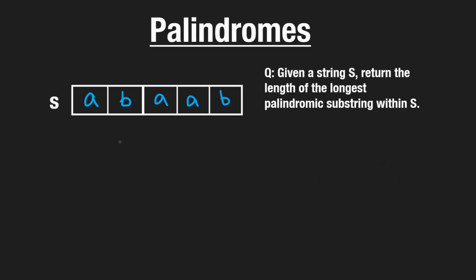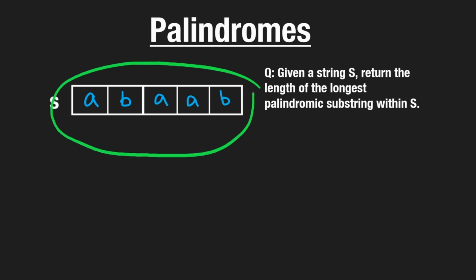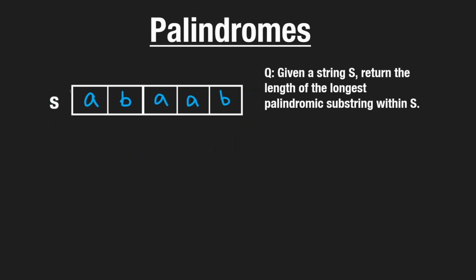Now, n cubed is not bad, but the question is, can we do better? And the answer is yes. But first, let's analyze how we're solving the problem currently. We're looking for palindromes, but when we start at the character A, we just have a single character. Usually, a single character is pretty much always a palindrome, right? Because if you take a single character and then reverse it, it's the exact same.